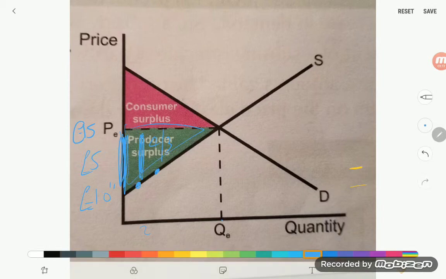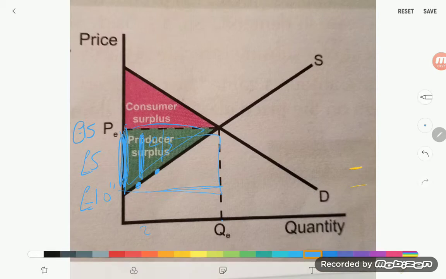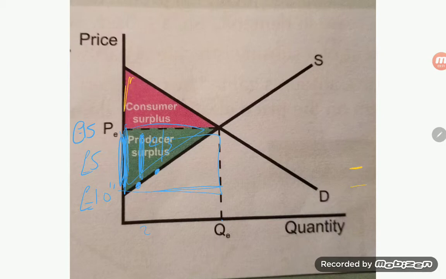To work out the size of the total producer surplus, it's calculated in exactly the same way as I showed with consumer surplus. So you times whatever the surplus is by the quantity of units, and you divide by 2. Also, it should be pointed out that consumer surplus is calculated in a very similar way to producer surplus, as we've just shown.